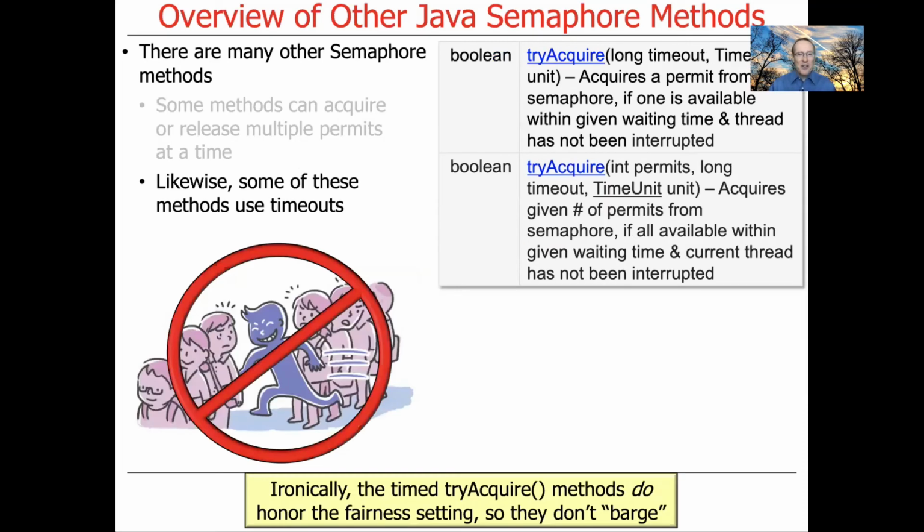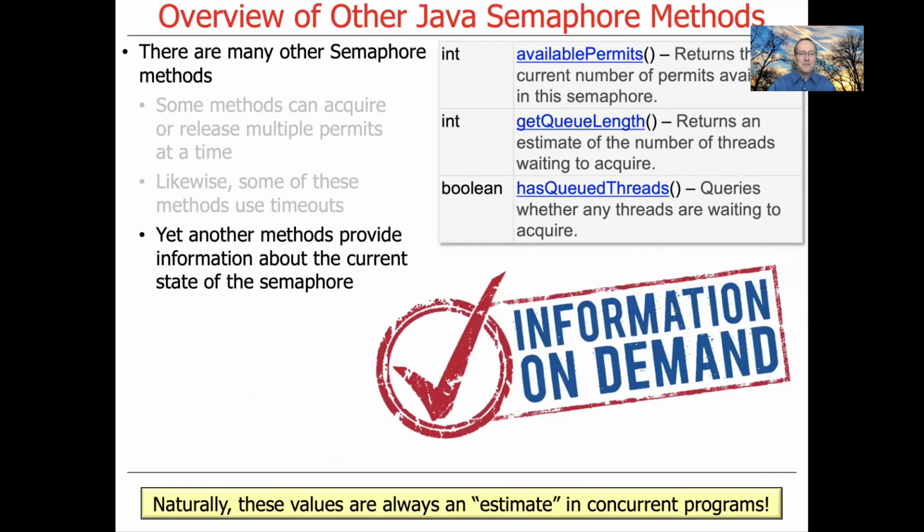There's also some methods that use timeouts. So you can see here that we have tryAcquire with a timeout for just acquiring one permit, and you also have tryAcquire with a timeout for trying to acquire multiple permits. And interestingly enough, and this again completely mirrors what you see with reentrant lock, the tryAcquire methods that are timed will in fact honor the fairness setting, so they won't barge. And it's a little confusing, but you just have to get used to the way things work with these APIs.